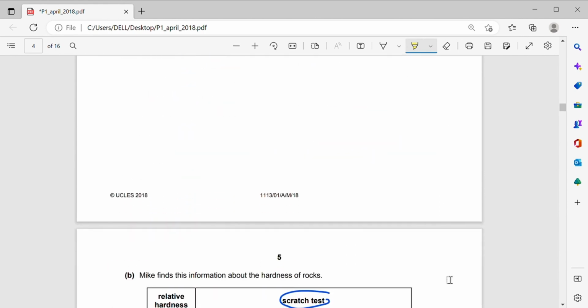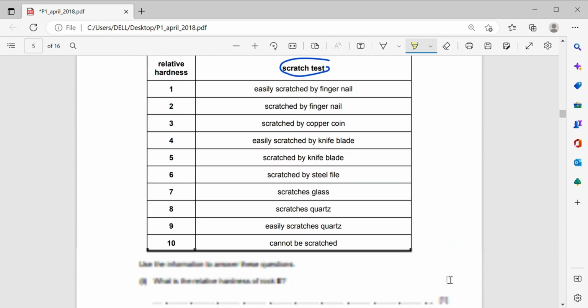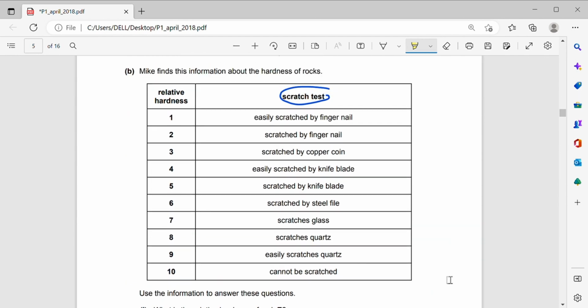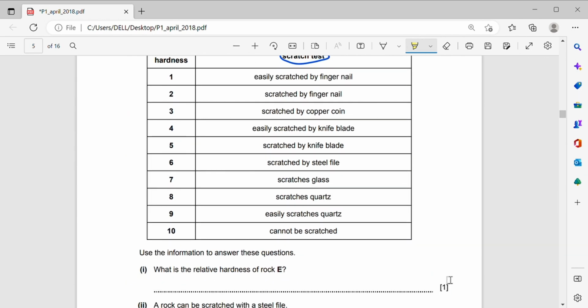So let's go to the scratch test results. It is scratched by what? By the copper coin. It is scratched by the knife blade. It is scratched by the steel file as well. So what's the relative hardness of rock E? The relative hardness of rock E is 3.